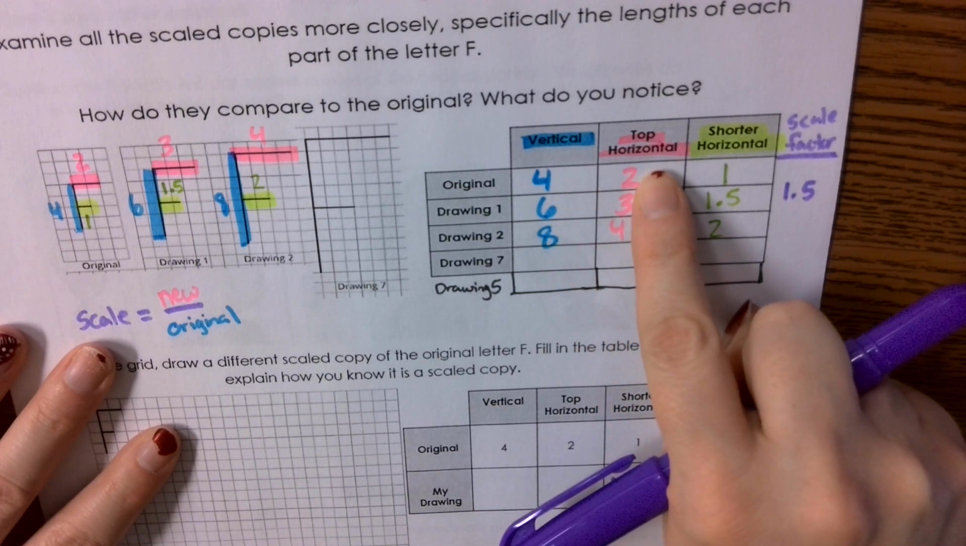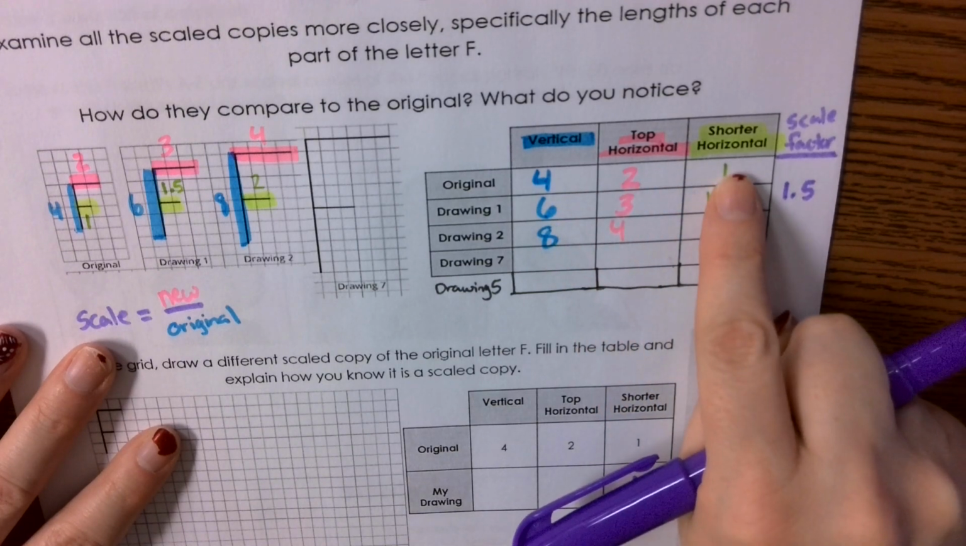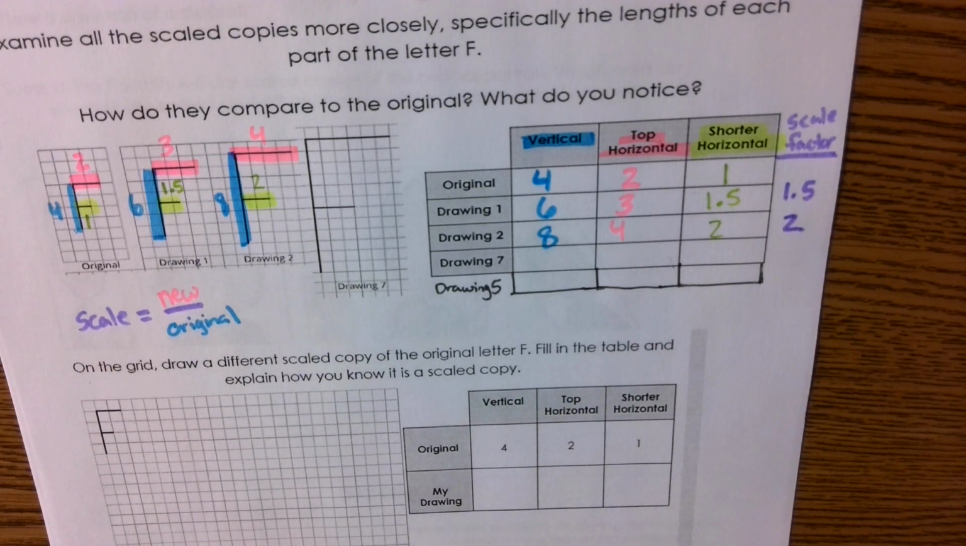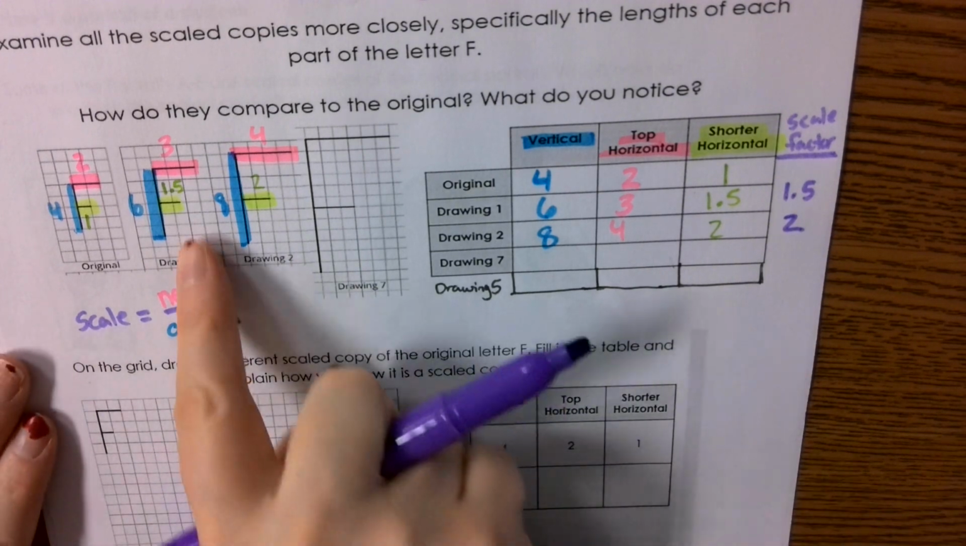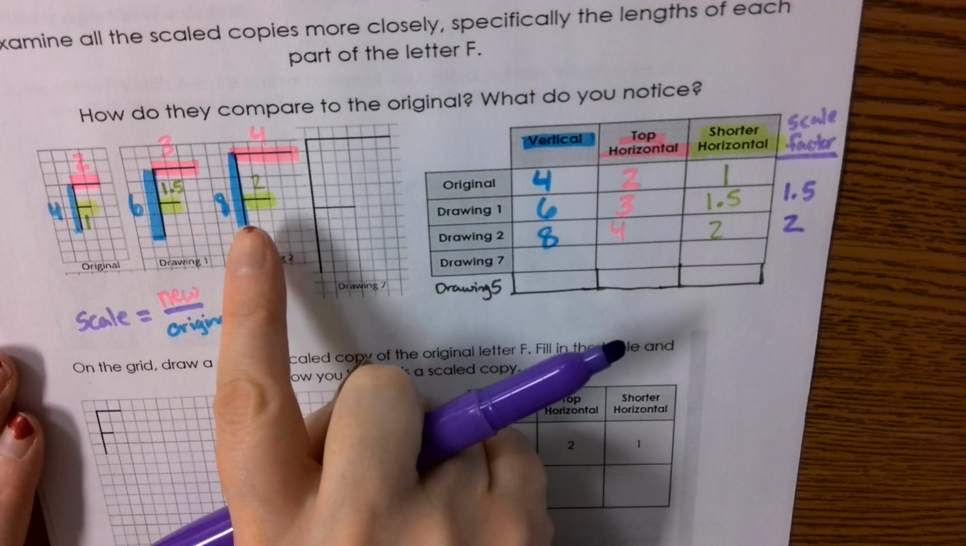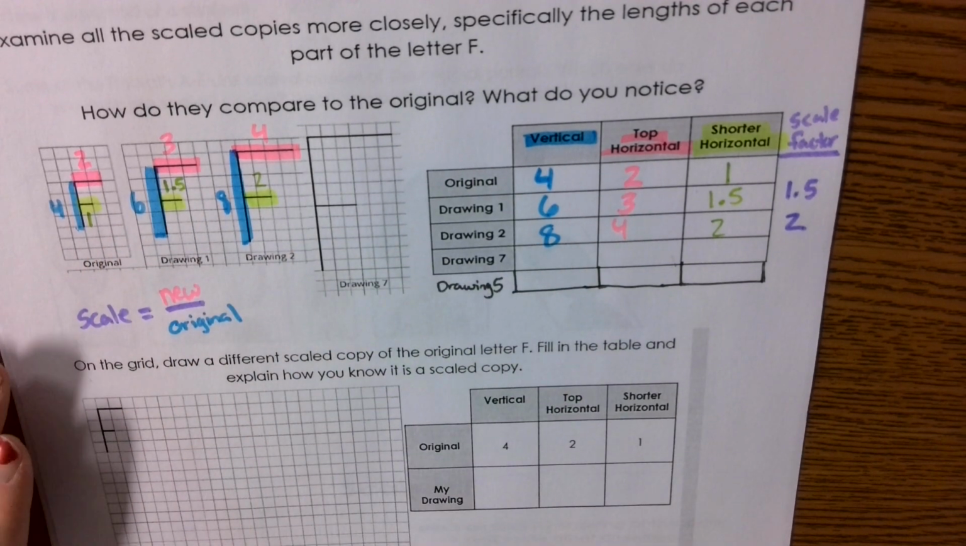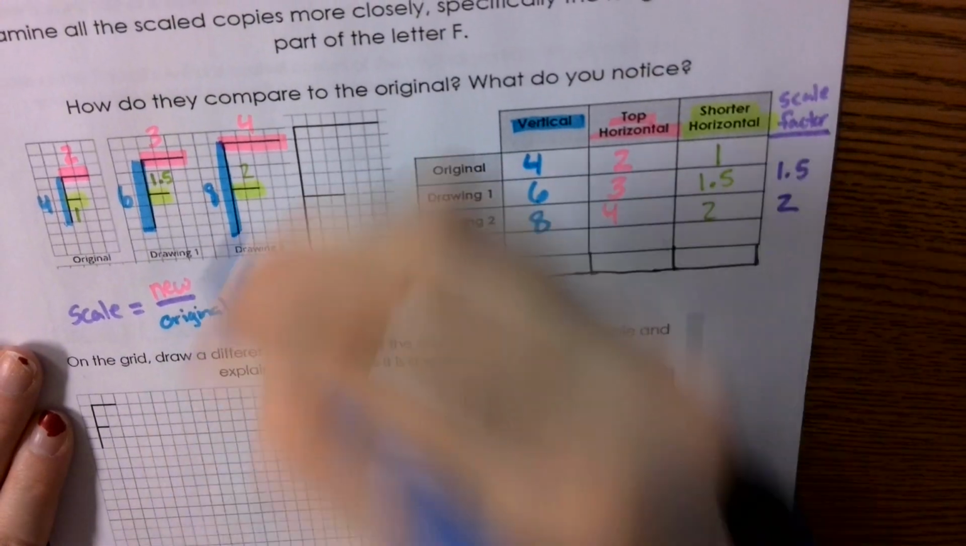4 divided by 2. 2 divided by 1. That gives you a measurement of 2. Your scale factor is 2. So that means that drawing number 2 is 2 times bigger than the original. It's 2 times bigger.